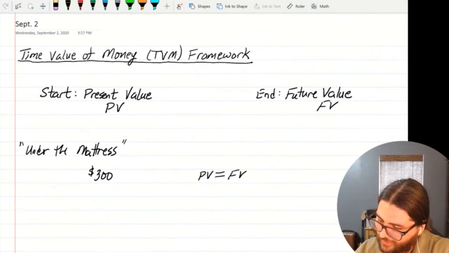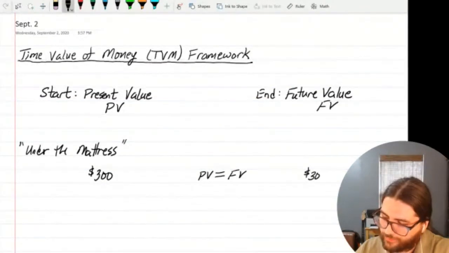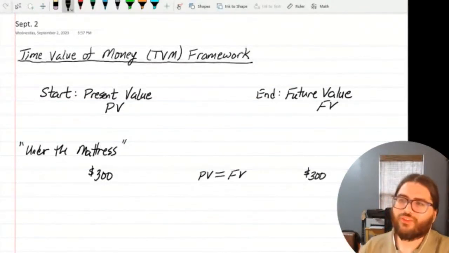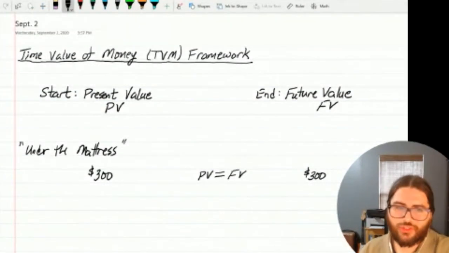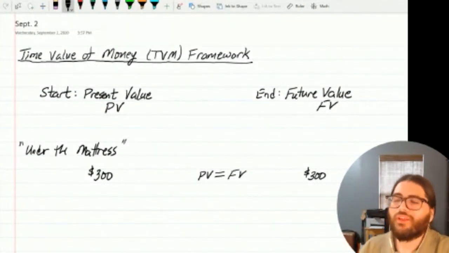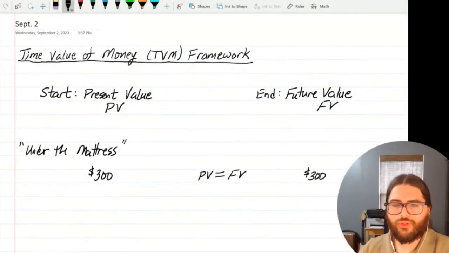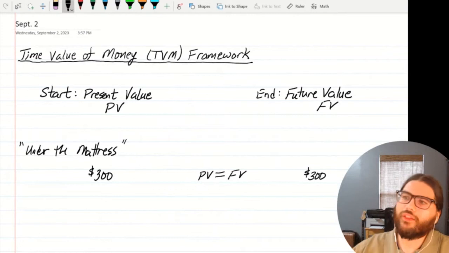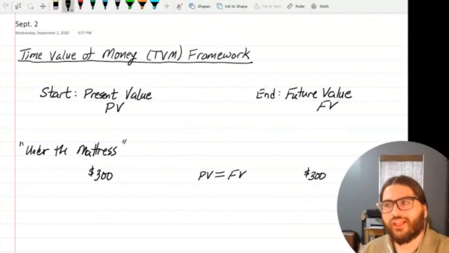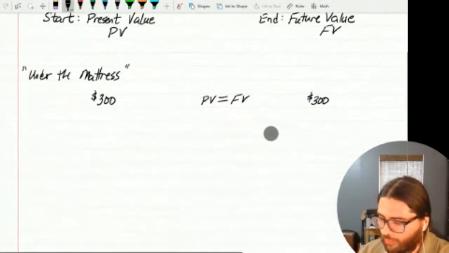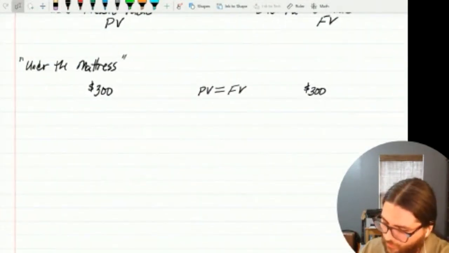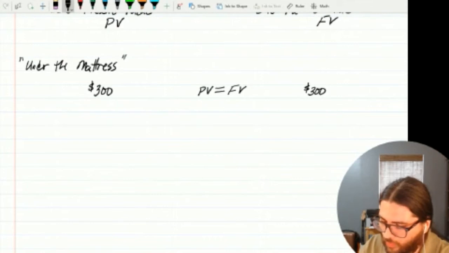Sorry, I wrote that 300 on the wrong line. There is no growth happening. But that's not the interesting case. There are no homework questions about the under the mattress case because it's not interesting. Nobody cares about the money that we put under the mattress. We want to talk about money that's growing in a bank account or something like a bank account. And so we want to talk about other growth methods. The first growth method that we're really interested in is the simple interest method.